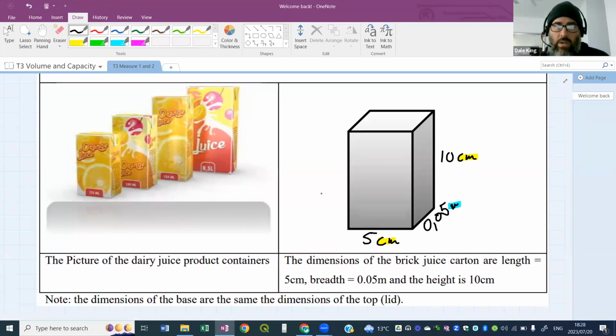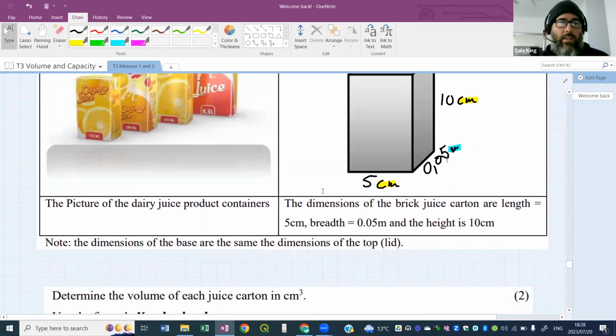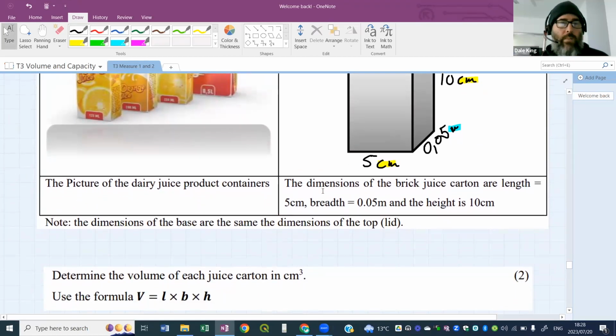The dimensions of the top. Yes. So they're saying the base is the same as the top. That's fine. I'm happy with that. It's a rectangular prism. Has to be like that. Okay. Here comes question 1.